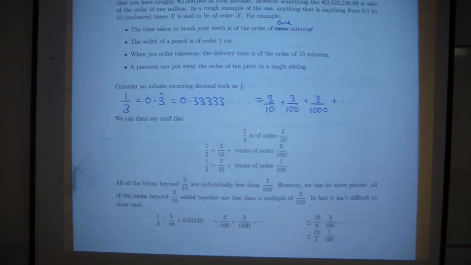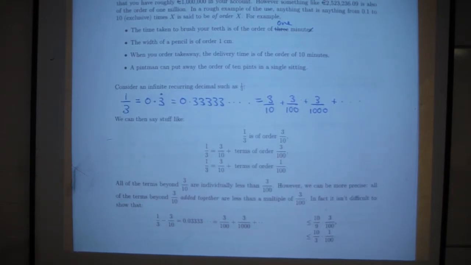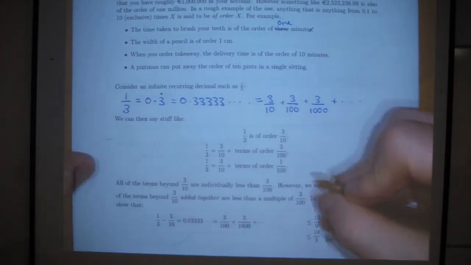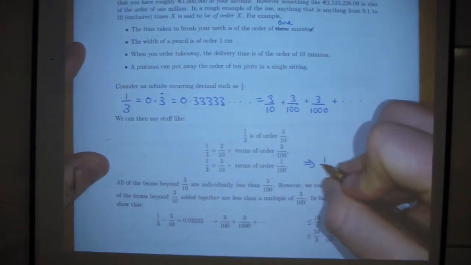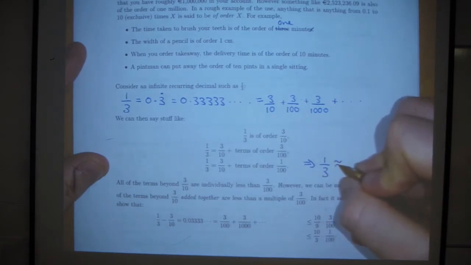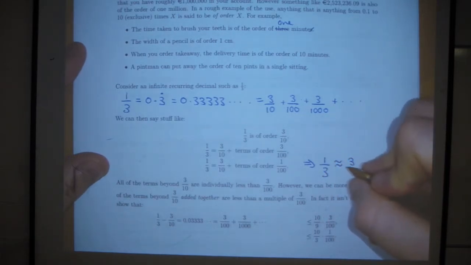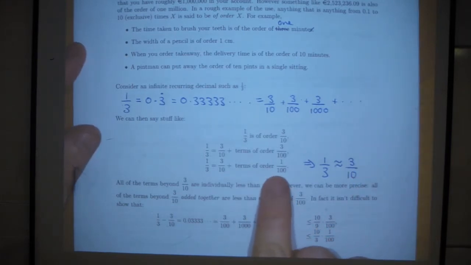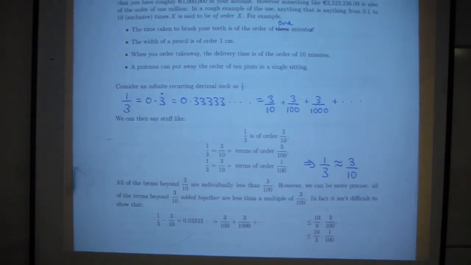Now, a multiple of 3/100ths is also going to be a multiple of 1/100. So what we see here is that 1/3, this is the last one I'm interested in, is 3/10 plus terms of the order of 1/100. And if you look at the difference between the 3/10 and the 1/100ths, the 3/10 is big and the 1/100ths are small. So if you want to do an approximation, you can say something like this. 1/3 is approximately 3/10, because the other terms are a multiple of something small. Obviously, be careful with it.